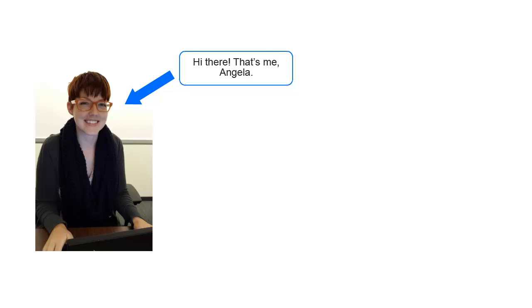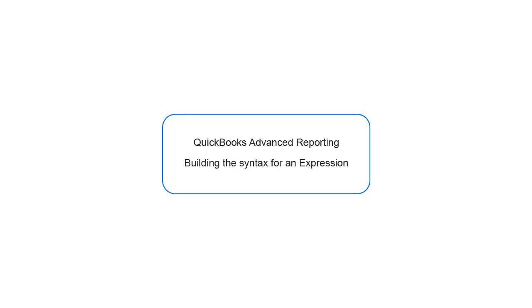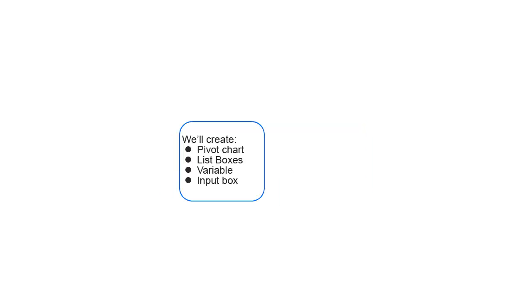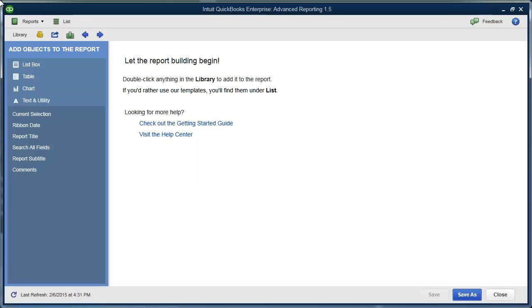I know some people are having a difficult time understanding how to build expressions. I know figuring out the syntax for an expression can be challenging to say the least, so we'll go over that in this video. Specifically, we'll use expressions to build a report that shows estimates, regardless of date, and then build through dates. This includes making an expression that doesn't change based on the date that you select in a list box. It'll be a static amount for an estimate amount. We'll make the chart and use objects called variables to get you that information.